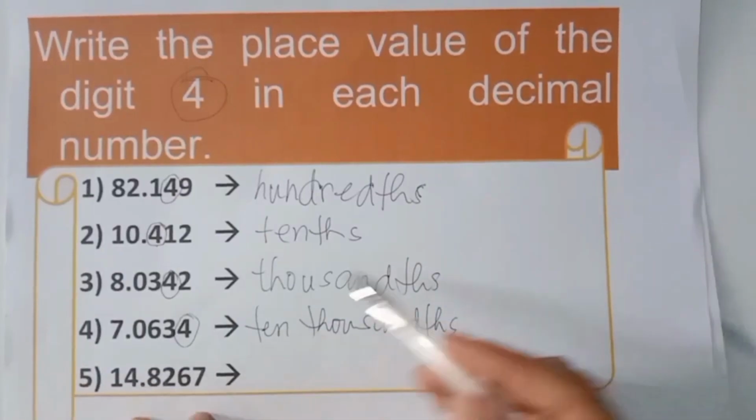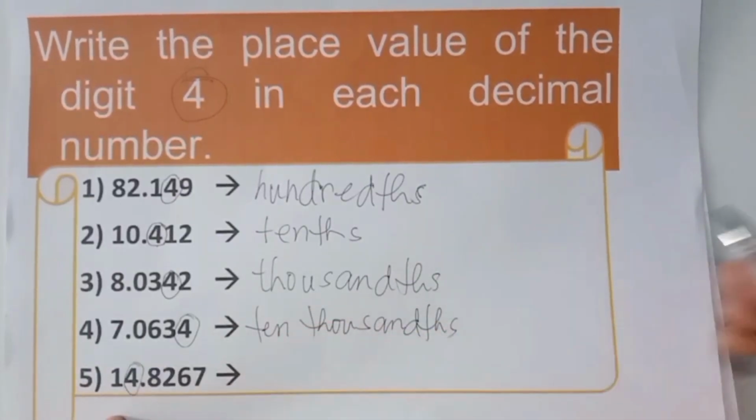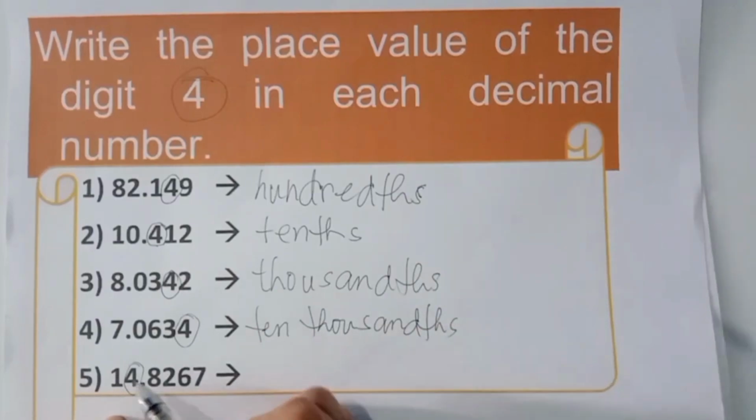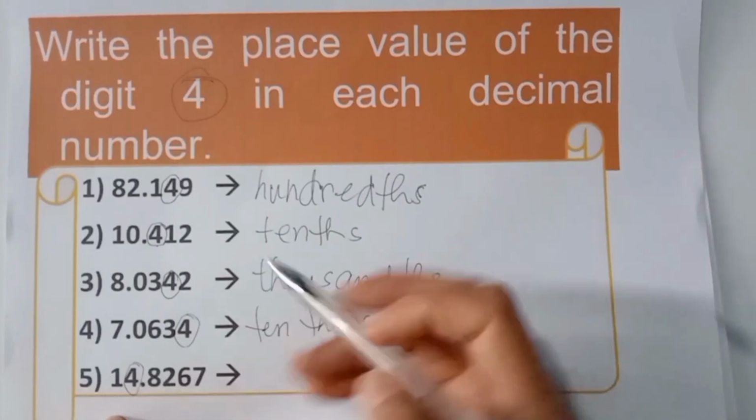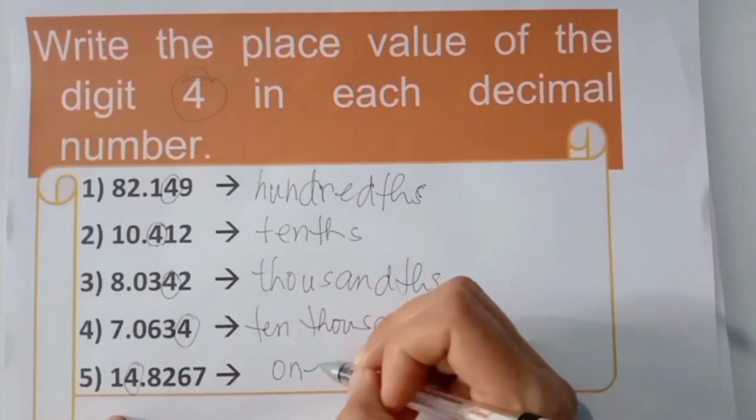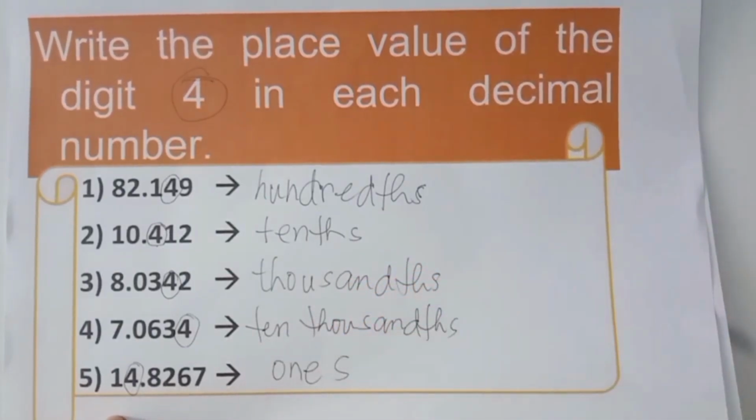Okay, dito naman sa 5, nandito po yung 4. So, ibig sabihin, nasa kaliwa siya ng decimal point, siya po ay whole number. So, nasa ones place po siya. Okay, so that's it.